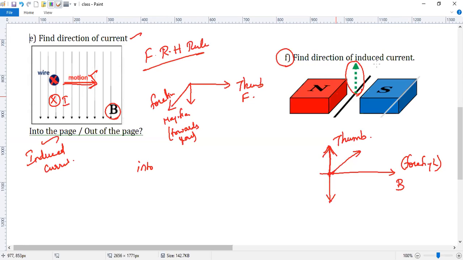So the current induced in it, will it be away from you or towards you? Away from you. So this is the direction in which the current will be induced. Clear? When you draw the diagram, you will say the current flows away from you in this direction. When you write it in words, you can say it is moving away from you. Getting it?